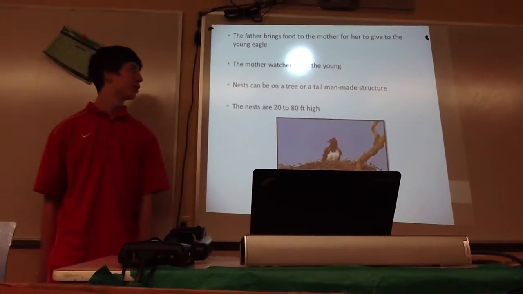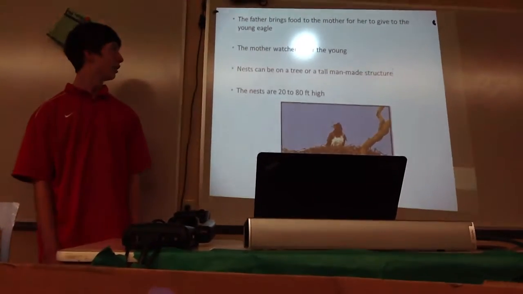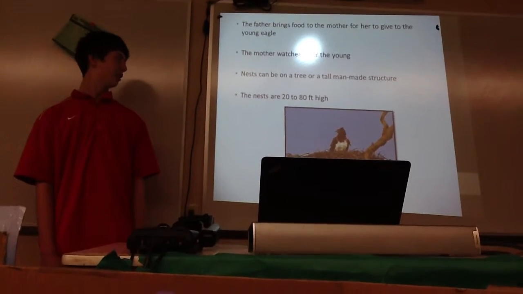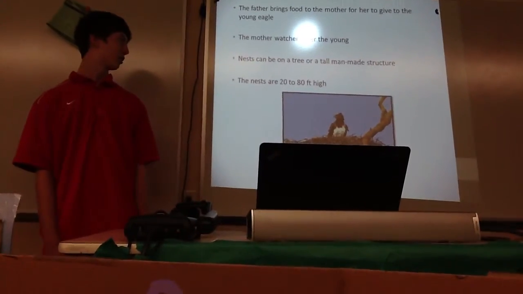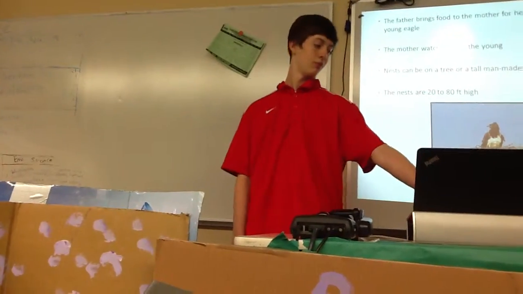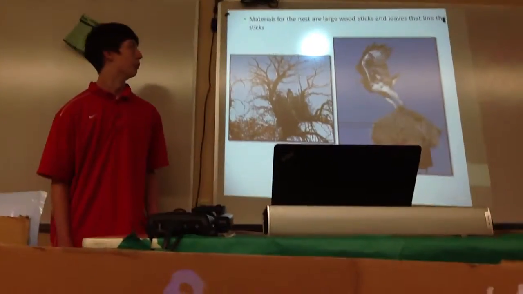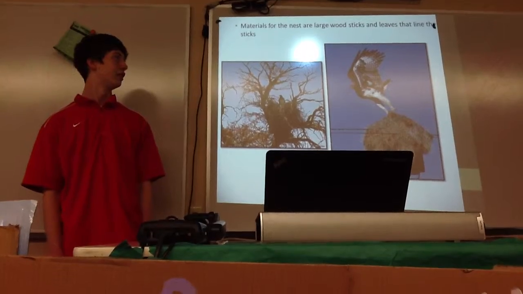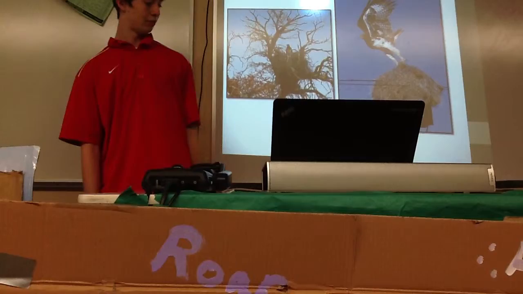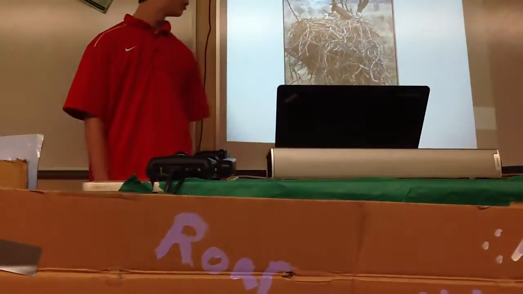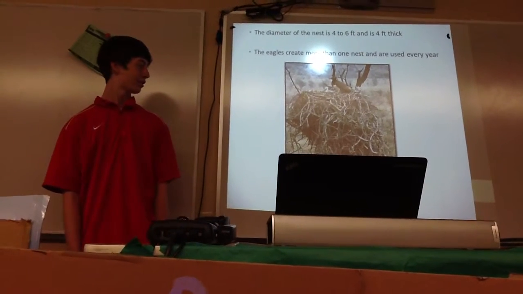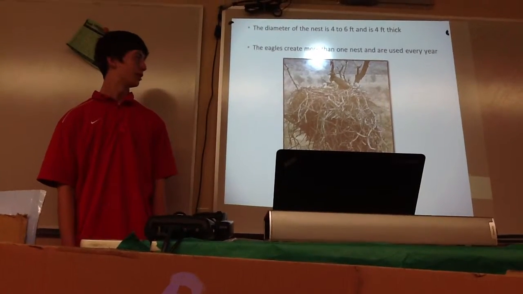The father brings food to the mother for her to give to the young eagle, and the mother watches over the young. The nests can be in a tree or a tall man-made structure, and the nests are up to 20 to 80 feet high. The materials for the nest are large wood sticks and leaves that line the sticks. And then trees, and they can be on telephone poles too. The diameter of the nest is 4 to 6 feet, and it's 4 feet thick. Eagles create more than one nest and they are used every year.